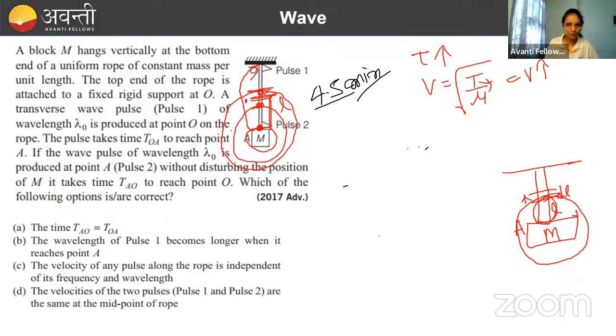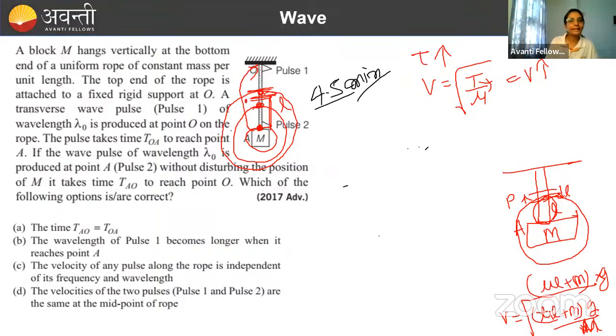Again, more mass M is hanging. So the total mass hanging from point P is how much? Mu L plus M. So the tension at point P will be equal to the weight of this mass, that is (mu L plus M) g. What will be the velocity at this point? The velocity will be root of T by mu, that is root of (mu L plus M) g by mu. So this is the velocity at this dl at point P.